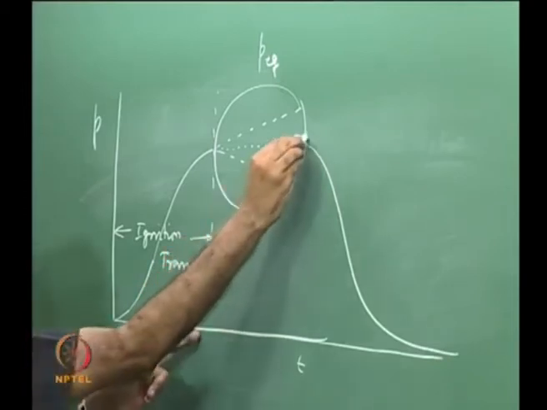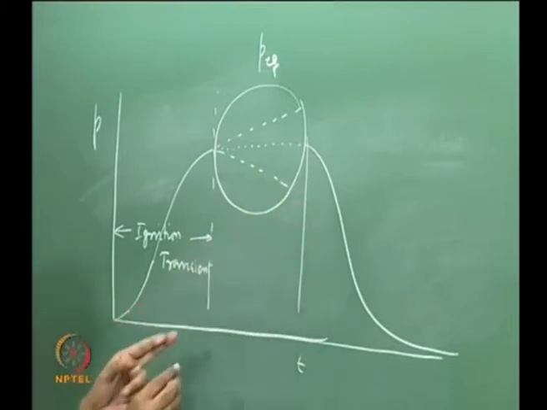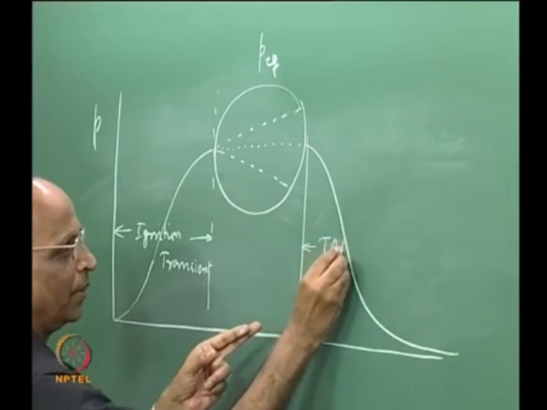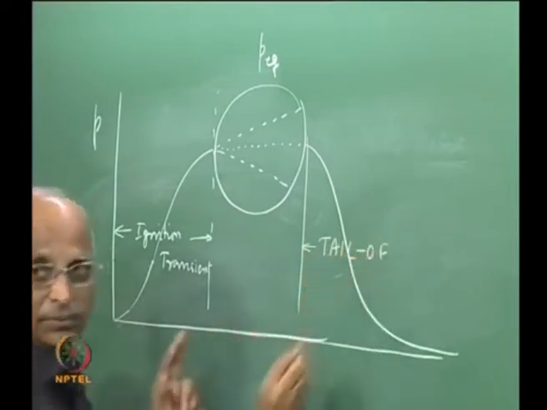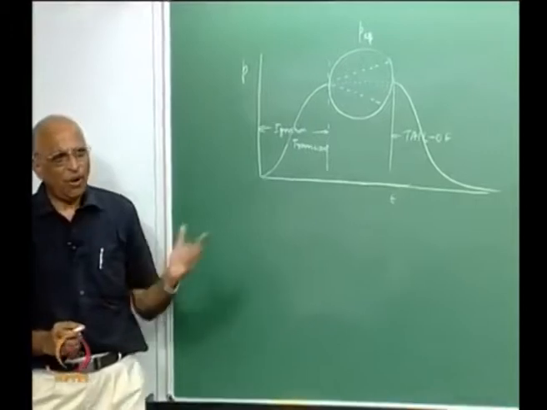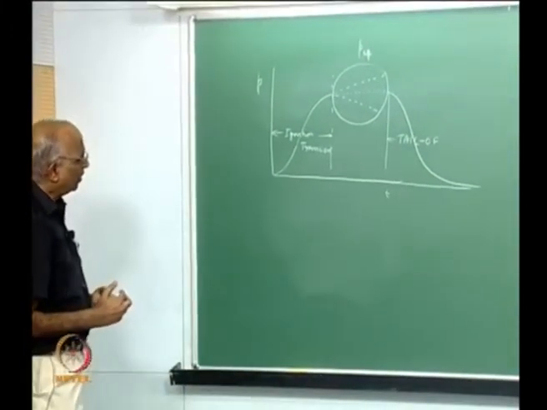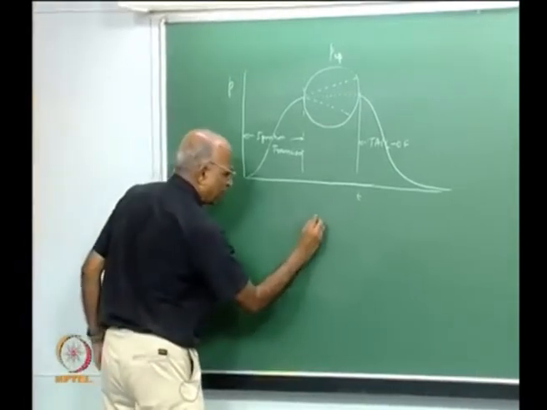This is the period of steady burning, which will be much longer, and this is the time when it burns out, or what we called tail off, right? Now, how do I use this? I fire a motor, I get these signatures. How do I find the time of burning?